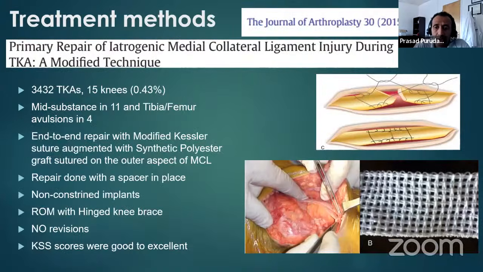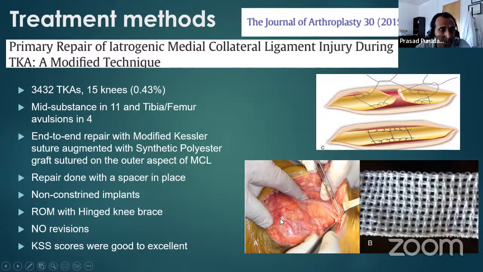Another study here where they used a synthetic mesh to augment the repair. 3,000 plus total knees, 15 knees had injuries, mid-substance injuries in 11, and tibia and femur avulsions in 4. So they did an end-to-end repair in mid-substance tears, using a modified Kessler technique, and then used this synthetic polyester graft, which was sutured on the outer aspect of the MCL.